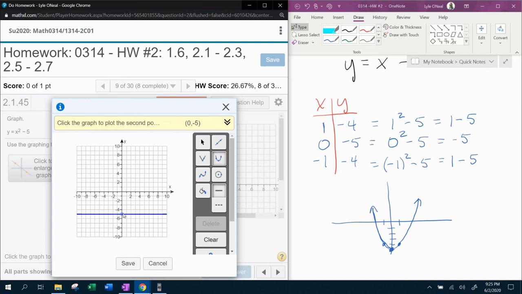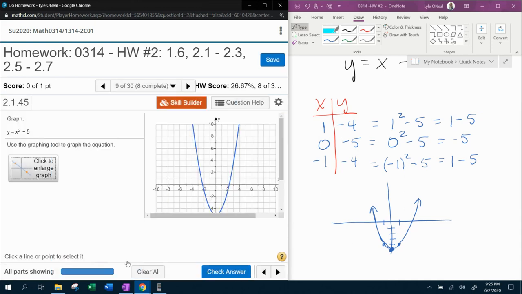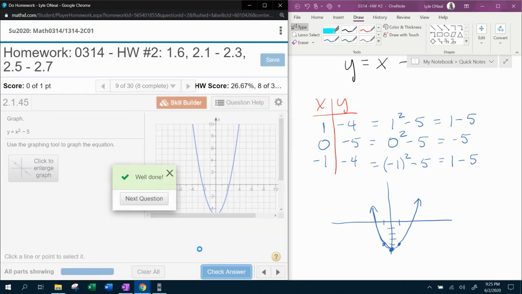There we go. Second point, I'm going to go 1, negative 4. And the third point, negative 1, negative 4. Now, do you see how this graph looks exactly like what I drew? So I feel pretty confident about my work, about my picture. So I'm going to go ahead and check that, and we're done.